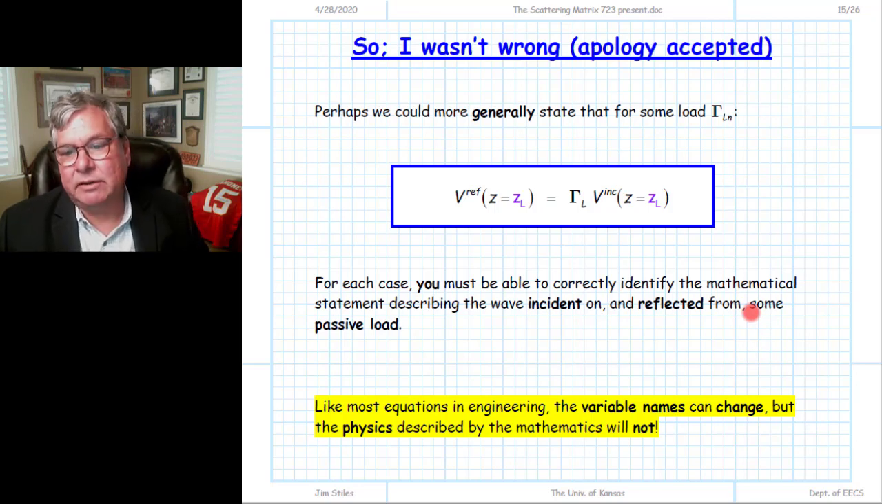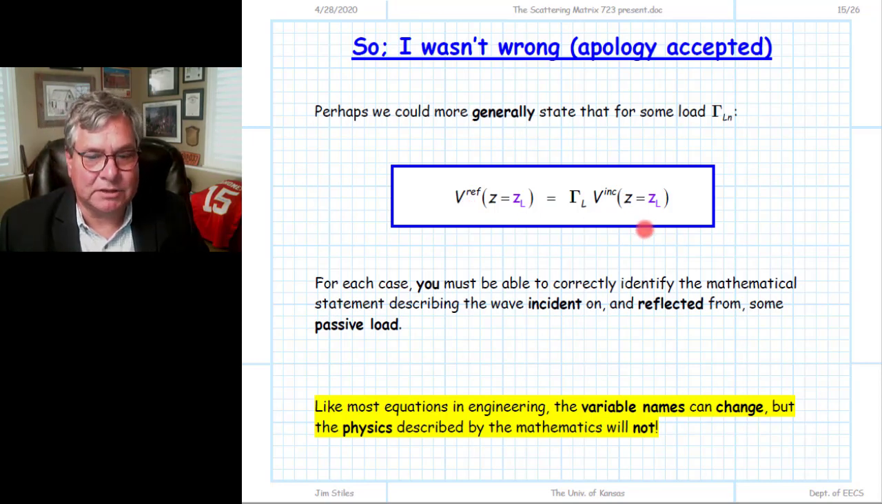So to summarize, if we have a wave that is incident on some load, and we evaluate that incident wave voltage at the location where the load is, and then we multiply it by the load reflection coefficient, that will give us the value of the reflected wave voltage at that same load. This is a statement of the physics involved. Now, how do we map the incident and reflected into plus and minus? Again, that depends on the situation, the structure. You have to go through and look at each circuit carefully and apply the underlying physical meaning of this equation.